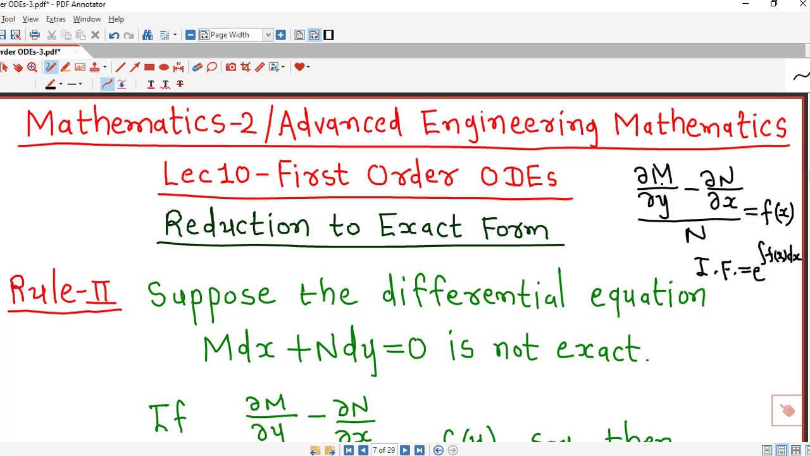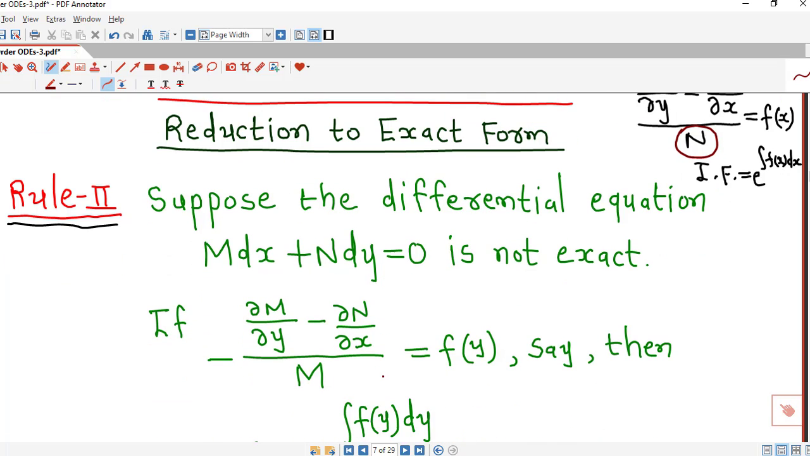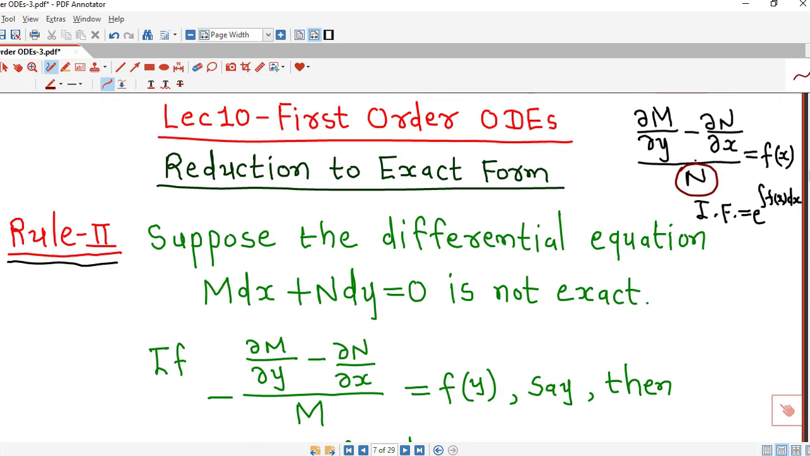And we remember this rule: if (del M by del y minus del N by del x) over N is a function of x only, then the integrating factor is given by e to the power integral of f(x) with respect to x. Now we are going to discuss the second working rule for finding the integrating factor. We can make some changes here. Instead of N, we are going to consider capital M. You can remember it in this way.